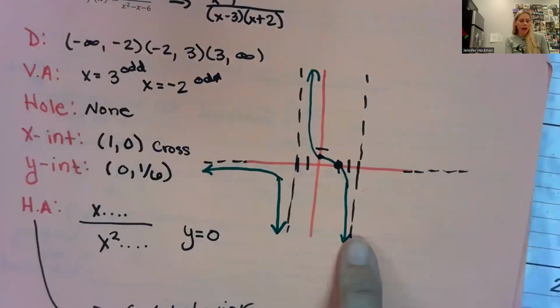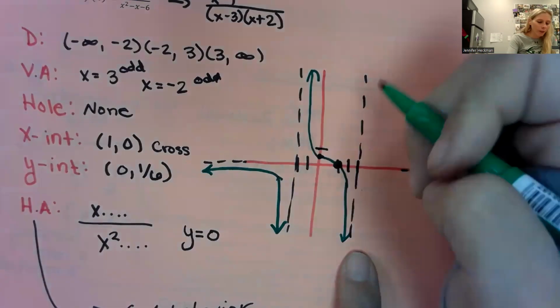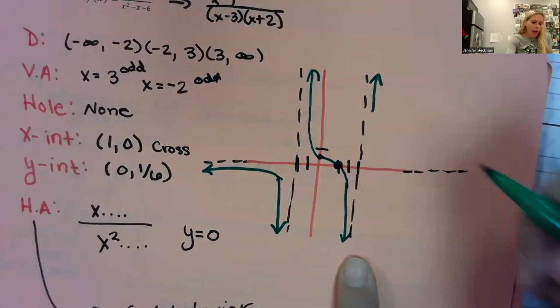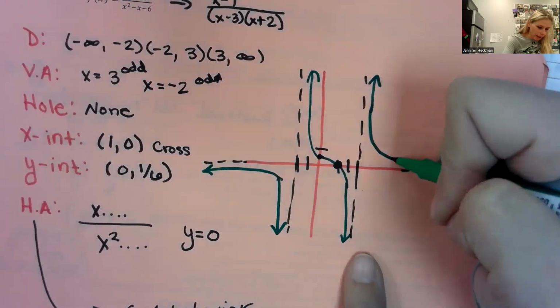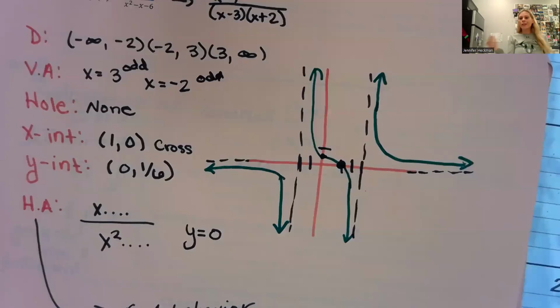Same thing on the other side. If this is going down, that means on the other side of the vertical asymptote, since it's odd, it's going to go up. And then we're going to curve out considering we have no x-intercept. And you guys just graphed a rational function without a calculator.